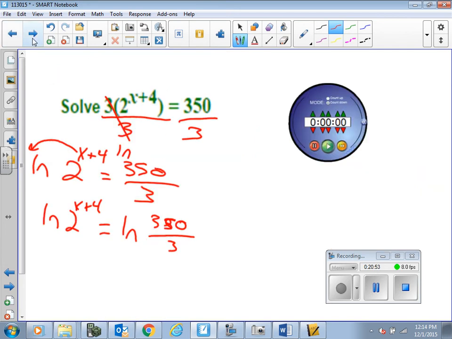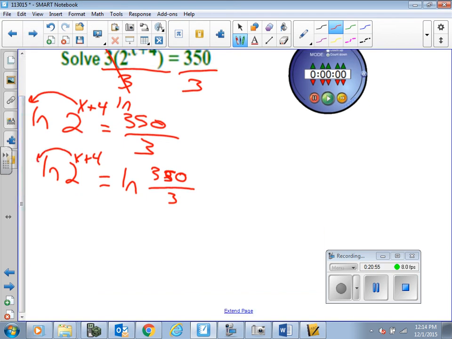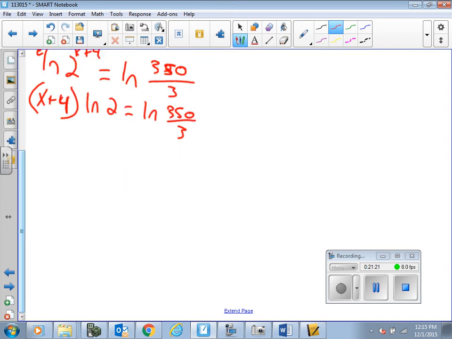So we're going to do that right here. Now we're going to end up with x plus 4. Make sure you put parentheses because it's the x plus 4 times the natural log of 2 equals the natural log of 350 divided by 3. If you don't put parentheses, you might just think it's 4 times the natural log of 2, but it's x plus 4, the entire thing times that. All right, so now, Jerry, we can go to your step. We can divide both sides by the natural log of 2.